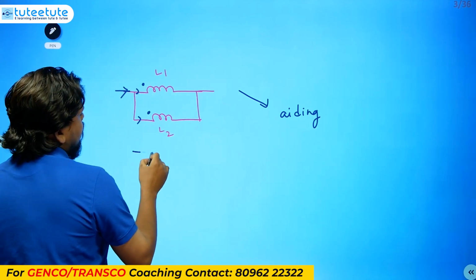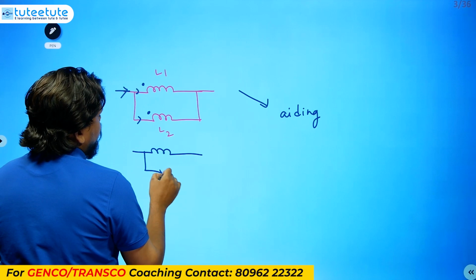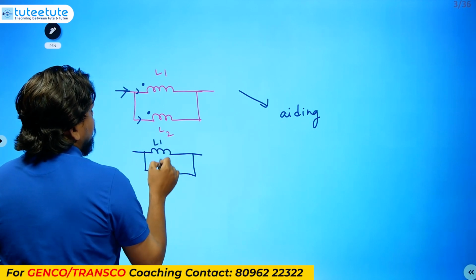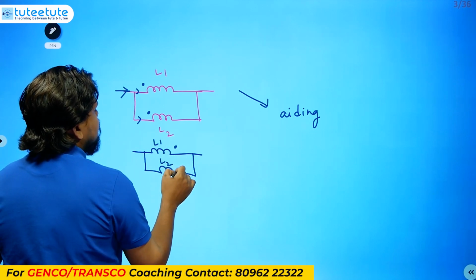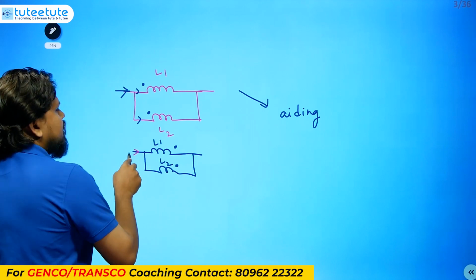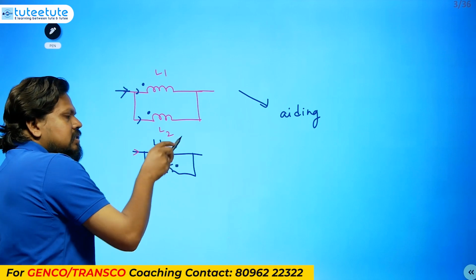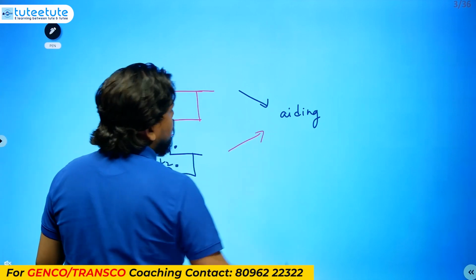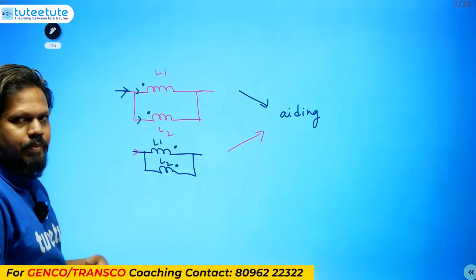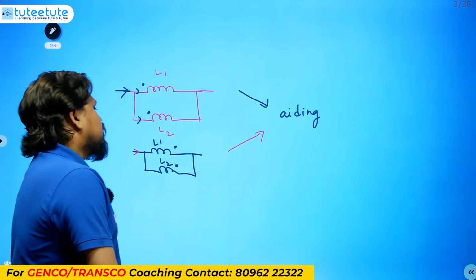Similar to this, another connection is also possible. If two inductors, L1 and L2, are connected like this, with the dot here and the dot here, and you send some current, at the dot current is leaving. So this is also an aiding connection, because both follow the same type of connection.